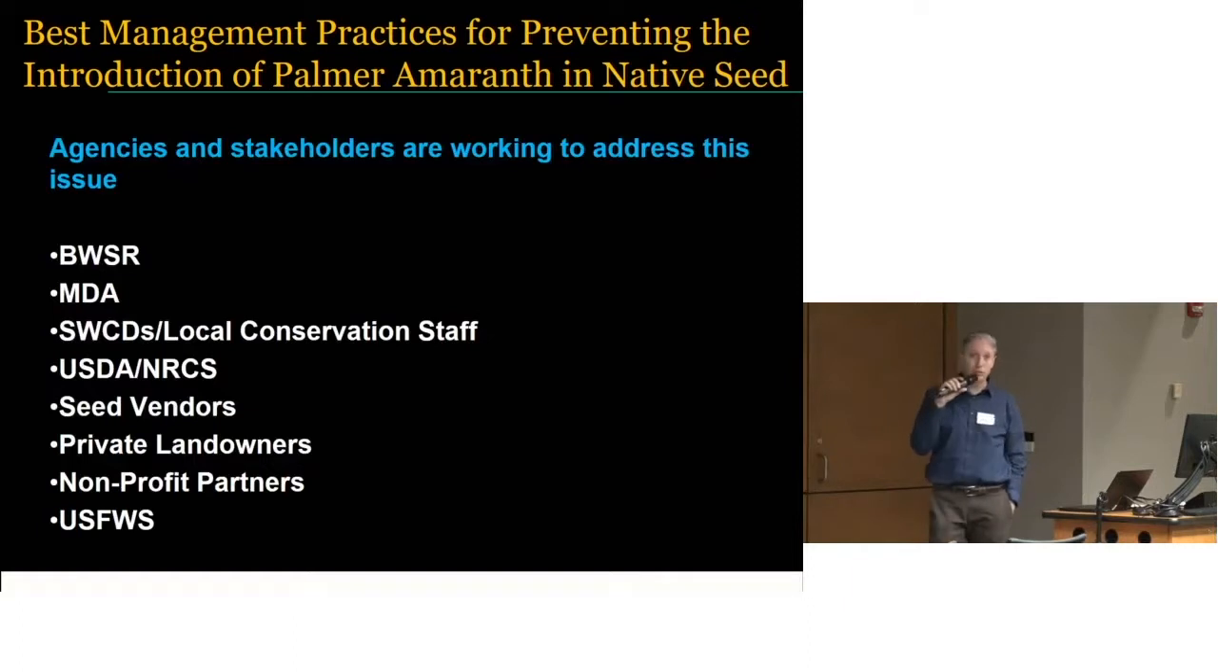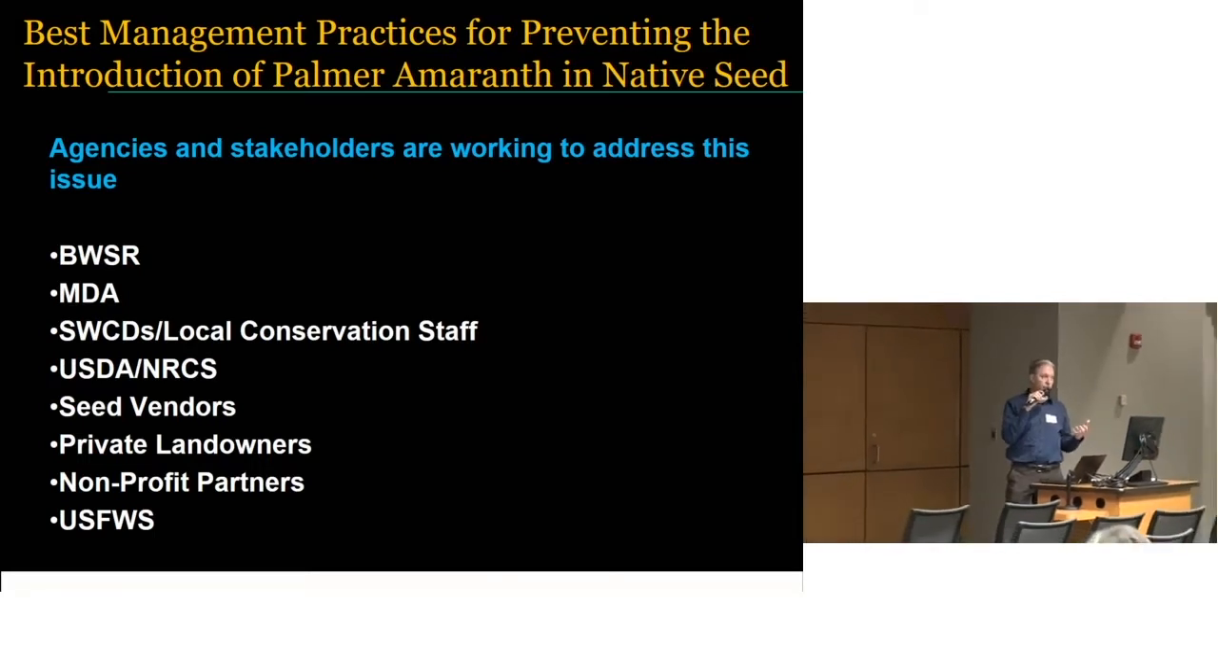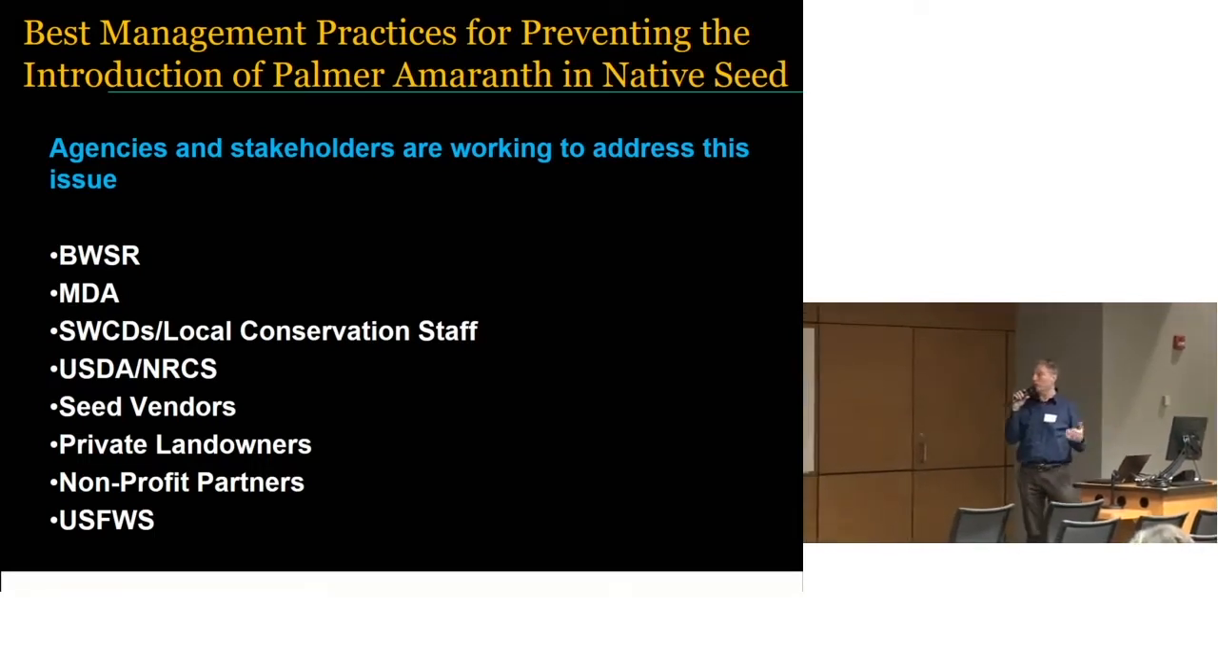So starting a few years ago, we started getting together as conservation partners talking about this issue. Palmer amaranth is a big risk for agriculture. It also poses a risk for conservation if landowners aren't willing to do conservation on their lands because they're concerned about Palmer amaranth or other weeds showing up. So it has raised a lot of concerns for the conservation community.